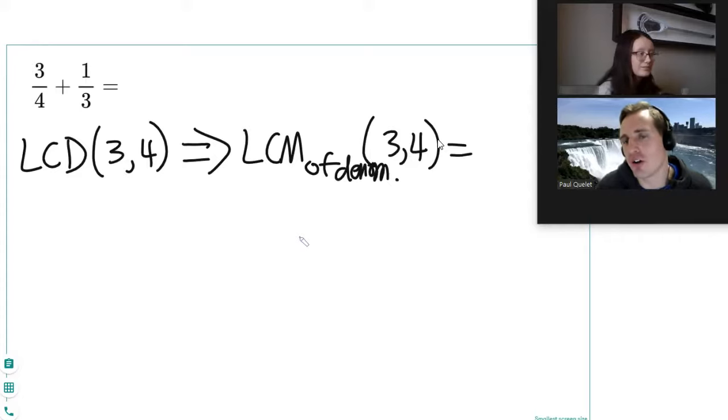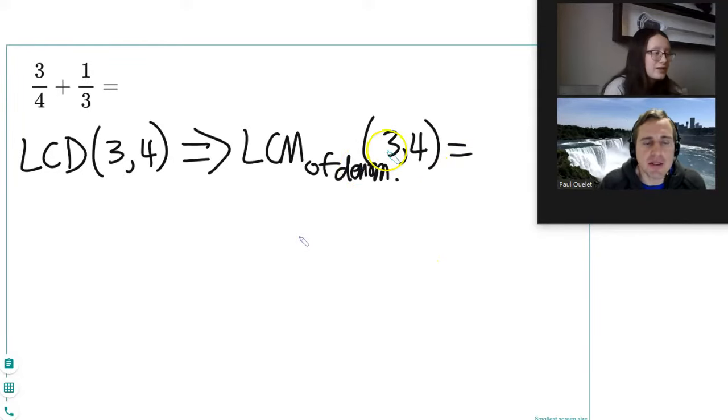It's just a little longer. For now, we're building up to higher and higher things. Okay, so just wanted to mention that. But for now, let's think about the least common multiple, which is like the least common denominator, since 3 and 4 are the denominators.